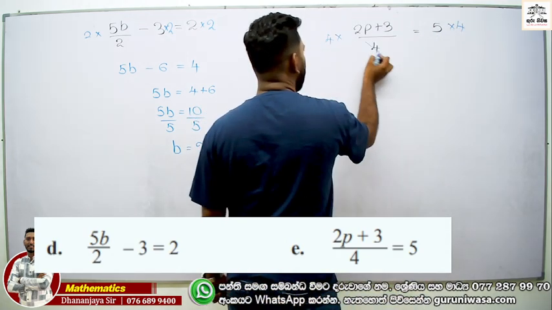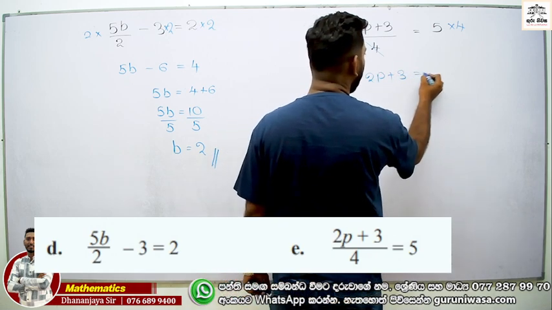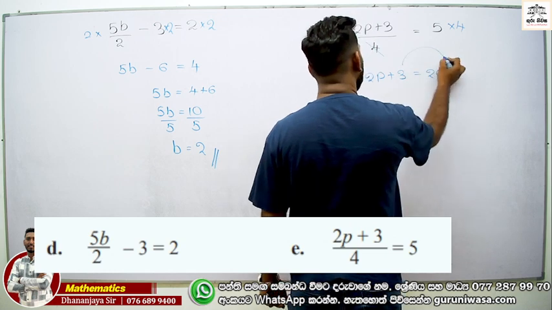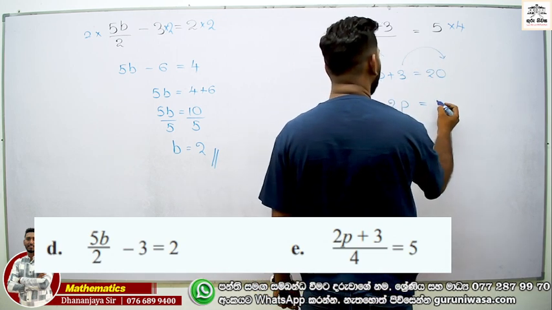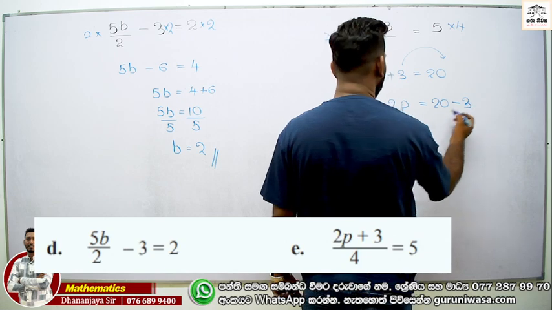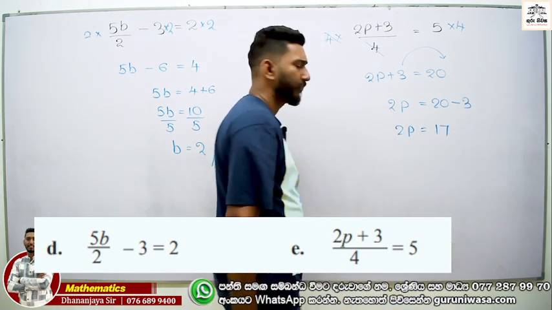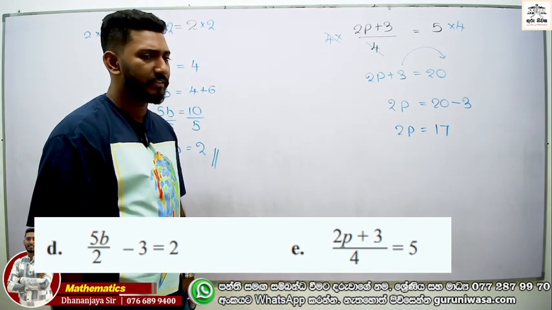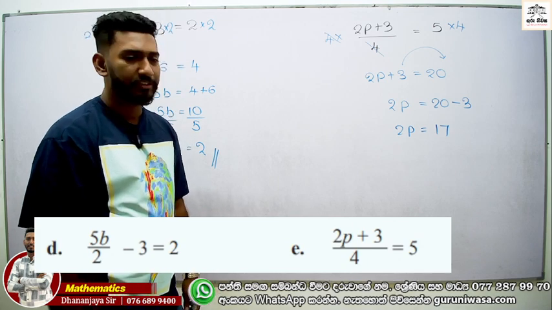Now 4 and 4 are eliminated. Now 2p plus 3 is equal to 20. Now 3 goes to the other side. And 2p equals 20 minus 3. And 2p equals 70. Right? 2p is equal to 70. Is this the correct way? Yeah, this is the correct way.